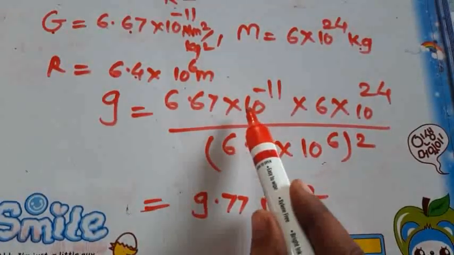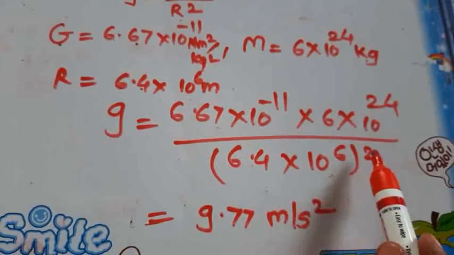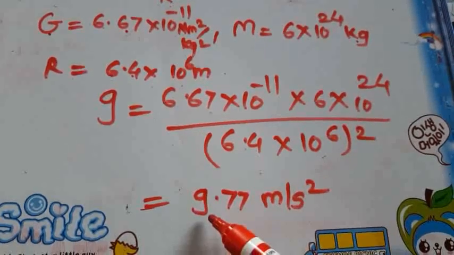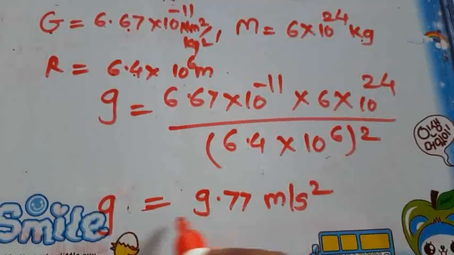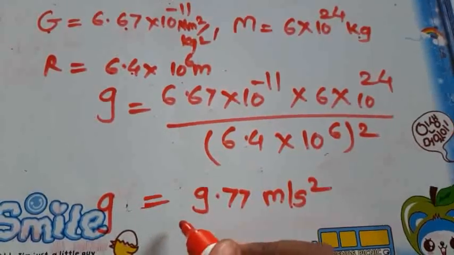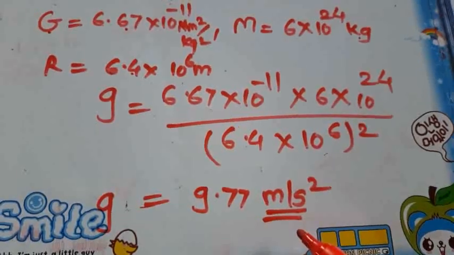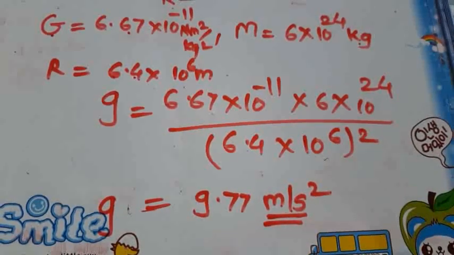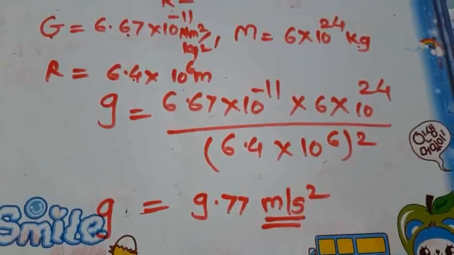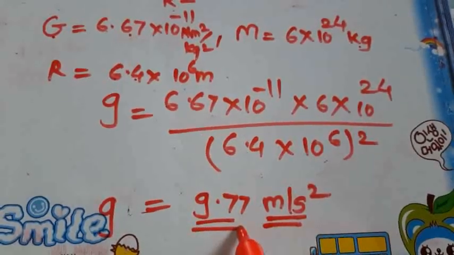So after putting all the values, the equation will become like this. If we solve this, we will get the value of g as 9.77, and as it is nothing but acceleration, the unit will be meter per second square. So the value of acceleration due to gravity on the surface of earth is approximately 9.77.